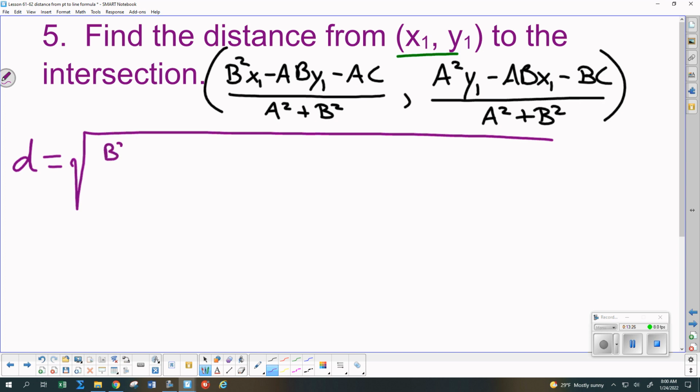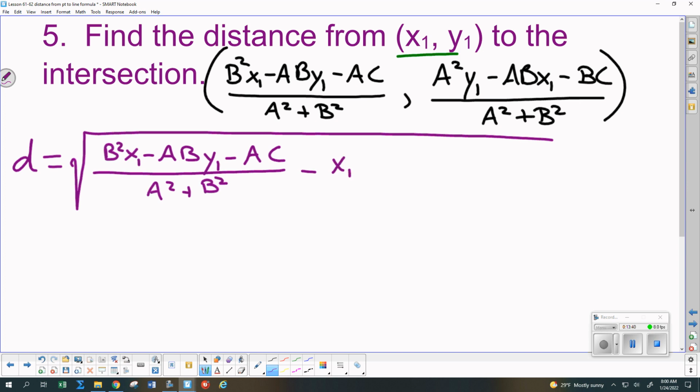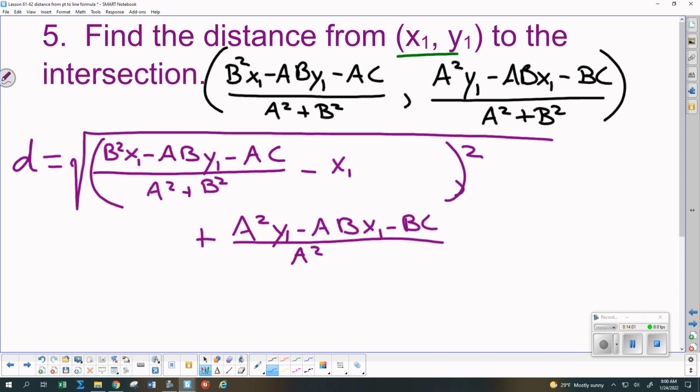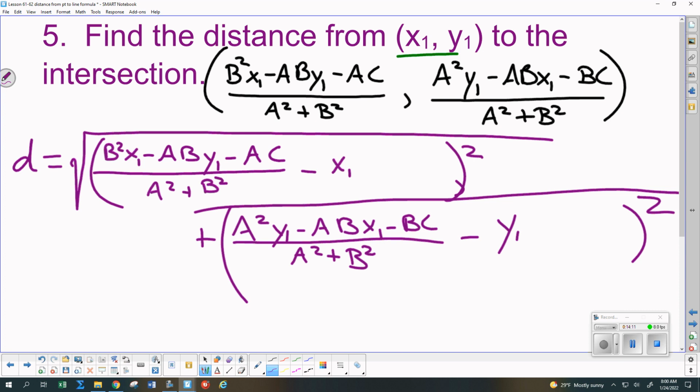one of the x's, so the b squared x1 minus ab y1 minus ac over a squared plus b squared minus x1, comma, or no, sorry, square that, and then plus, now I'm going to subtract my y's, a squared y1 minus ab x1 minus bc all over a squared plus b squared minus my y1 and square that, and all of that is in my square root. Really, really long.